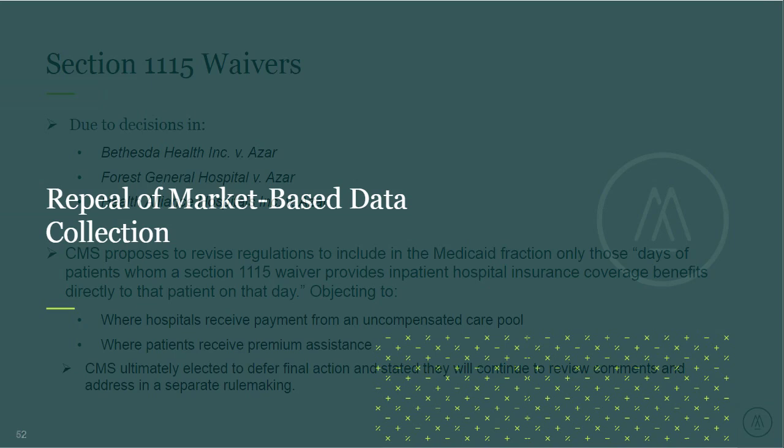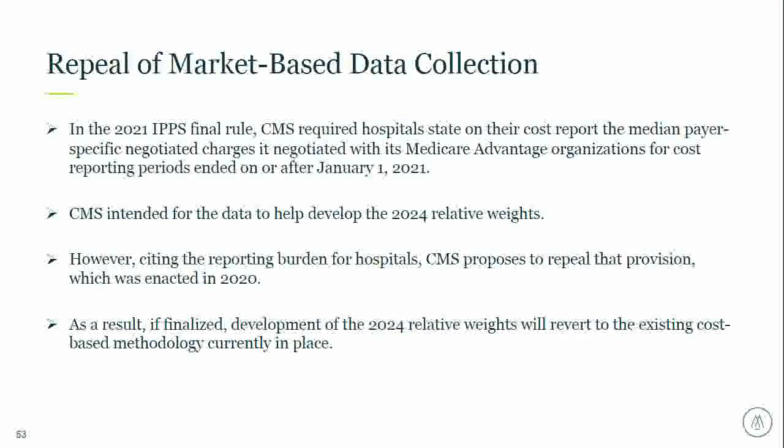Another item that was included in the proposed rule that also was ultimately rescinded had to do with the collection of certain data. In the 2021 final rule, CMS required hospitals to begin reporting Medicare Advantage organization information for cost reporting periods beginning on or after January 1st of '21. And the idea was to use that data along with the fee-for-service data that's already included in the cost reports to help develop the DRG weights for 2024.